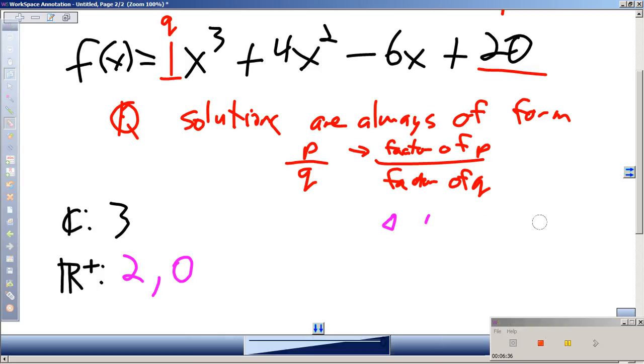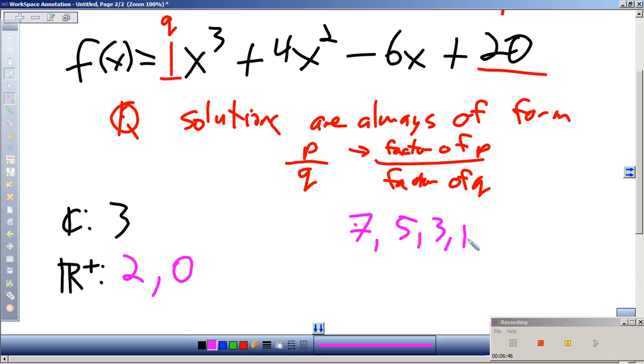Okay, again, odd number. So if we had, say, 7, we would do every multiple of 2 less than that down to 1: 7, 5, 3, 1. And this is the possible number of solutions. So we know, guaranteed, there are 3 complex solutions. There could be 2 positive real or 0 positive real. That's all we're saying. There could be 2 positive real solutions or 0 positive real.